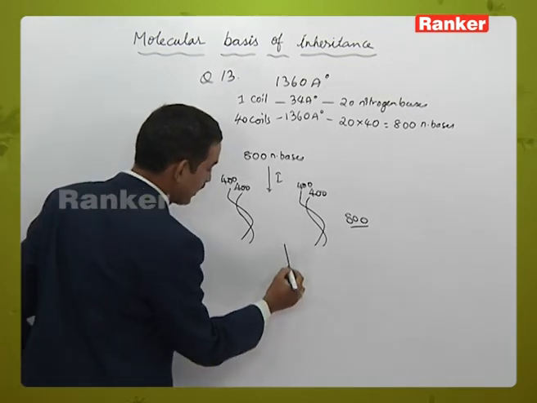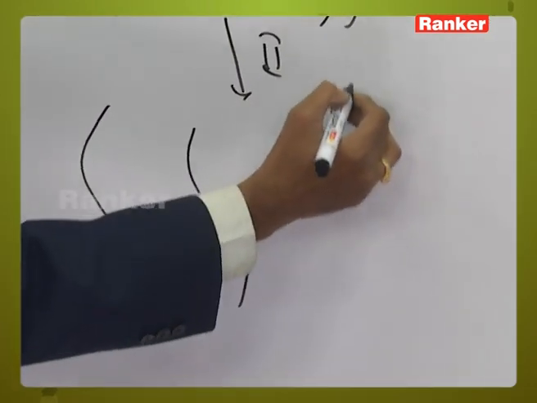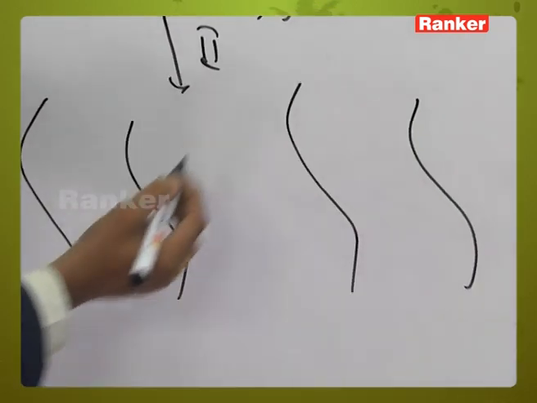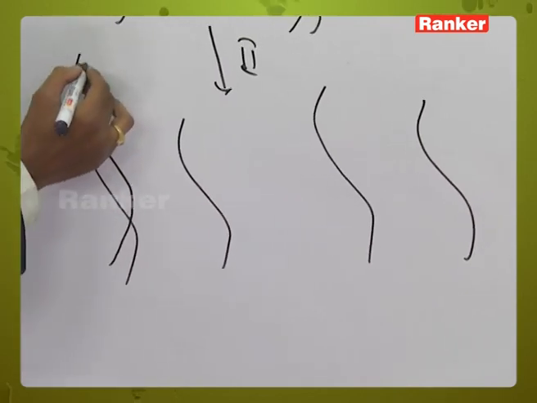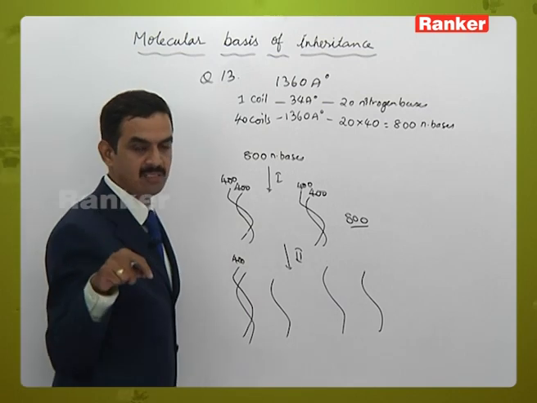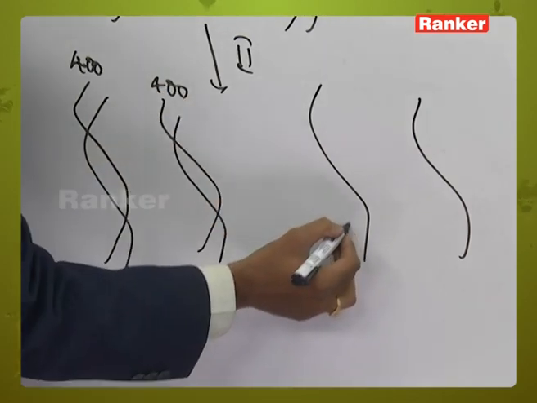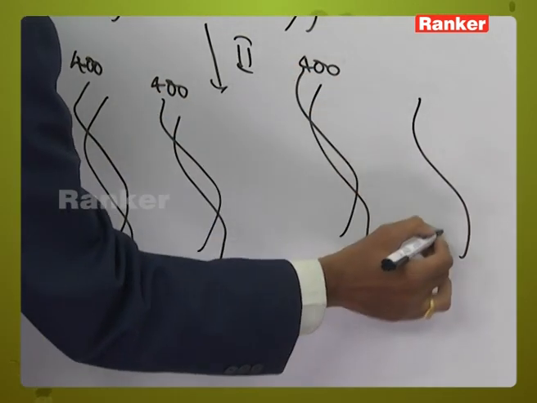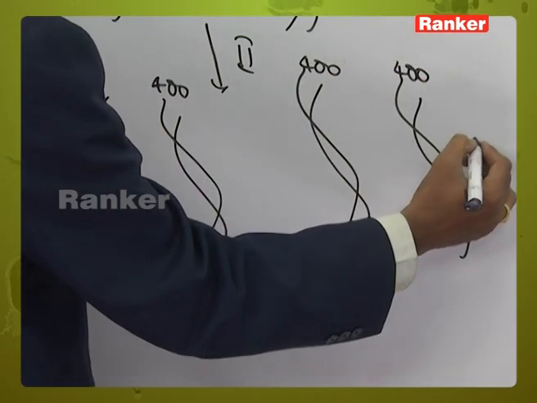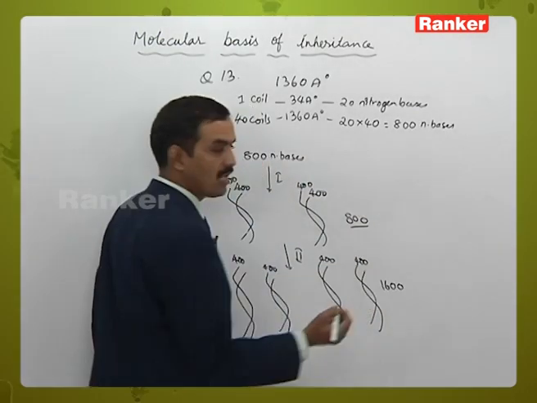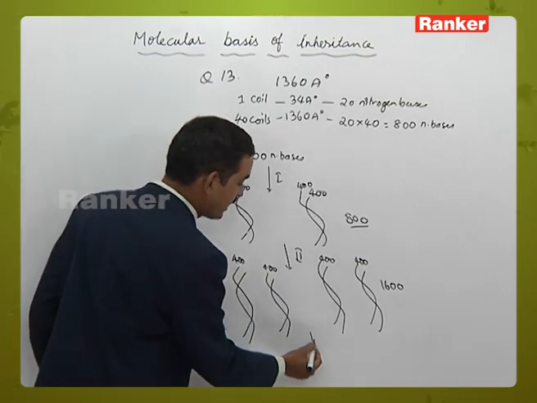In the second generation, these 2 strands are separated out, and these 2 strands are also separated out. Now each of them will synthesize a new strand. That means 400 ribonucleotides are taken from the medium here, here also 400, here also 400, and here also 400 ribonucleotides. That means in the second generation the total number of ribonucleotides taken is 1600. Then when you see the third generation, let's continue this one here.